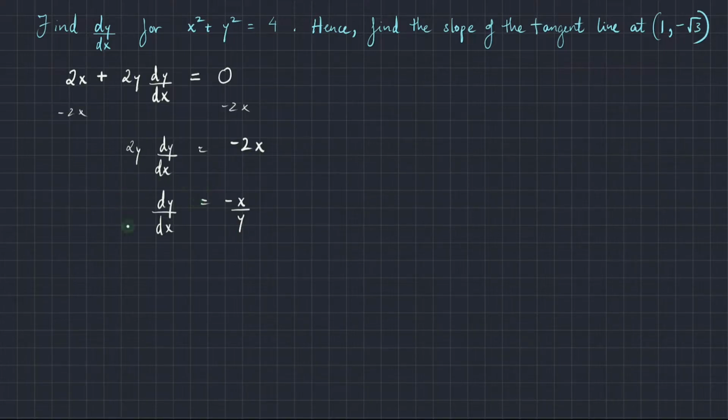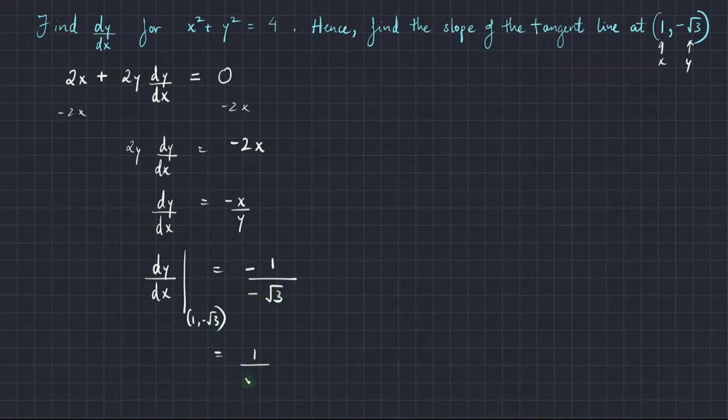Let's not forget what the dy/dx represents graphically. Graphically, it is the slope of the tangent line. So for example, we want to find the slope of the tangent line at (1, negative root 3). That means this is the x coordinate, this is the y coordinate. All we need to do is plug in these x and y values into our expression for dy/dx. So the slope of the tangent line at (1, negative root 3) is going to equal negative 1 over negative root 3, which is going to be 1 over root 3.